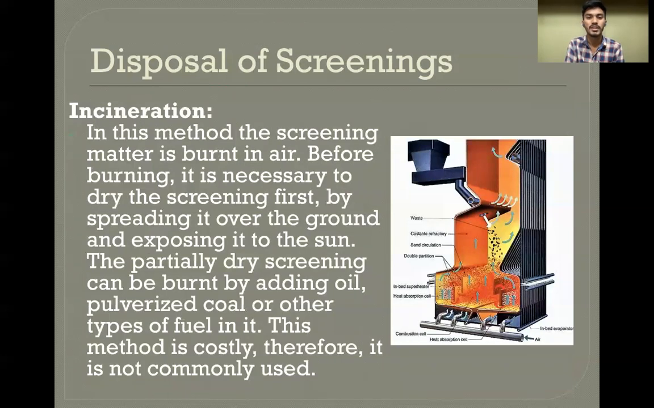Disposal of screenings, incineration method. In this method, the screening matter is burnt in air. Before burning, it is necessary to dry the screening first by spreading it over the ground and exposing it to the sun. The partially dry screening can be burnt by adding oil, pulverized coal, or other types of fuel to it.